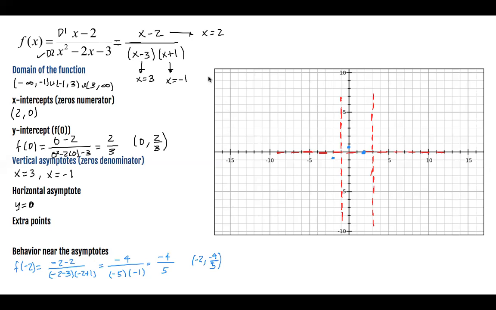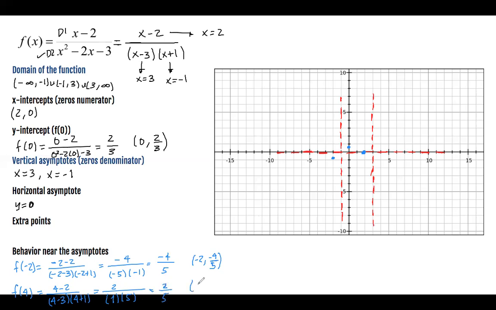Let's find a coordinate on the other side of the asymptote. So what about using, what's a close value? 4. So we're going to use f of 4, and we're going to do the same thing. 4 minus 2 divided by 4 minus 3. And we're going to multiply 4 plus 1. That's going to be 2 dividing, this is a 1, and this is a 5. So we're going to get 2/5.